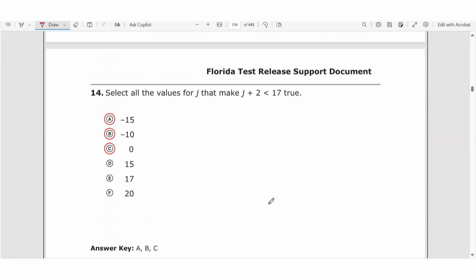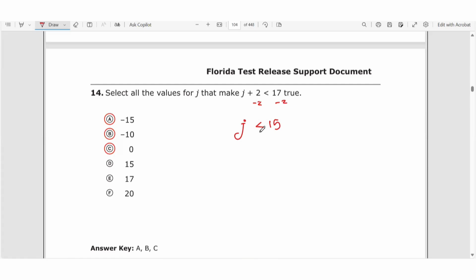It says, select all the values for j that make j plus 2 less than 17 true. So we're going to solve this so that we could know what j is. For example, you're going to subtract 2 from both sides because the intention is to isolate the j. So j is less than 15. And what it means is that 15 is not a part of my answer.